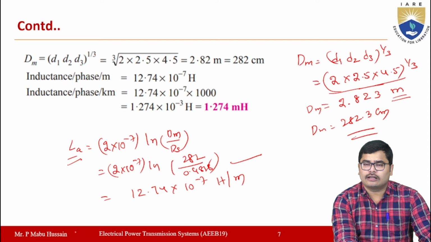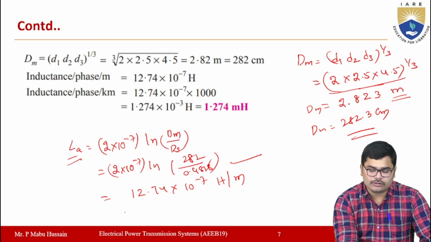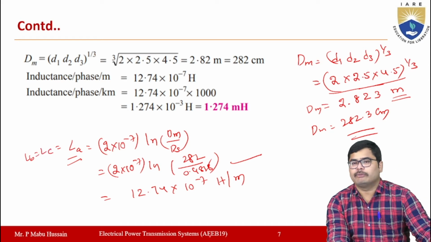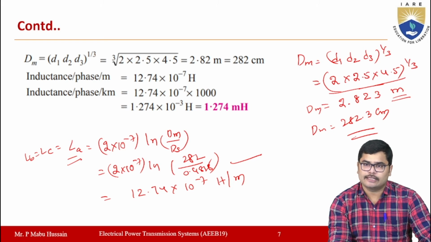Right. And the other phases will also have the same inductance. Why? Because these conductors are transposed at regular intervals. Right. So the inductance of phase B as well as the inductance of phase C will also be the same. The value is 12.74 into 10 to the power of minus 7 henries per meter.